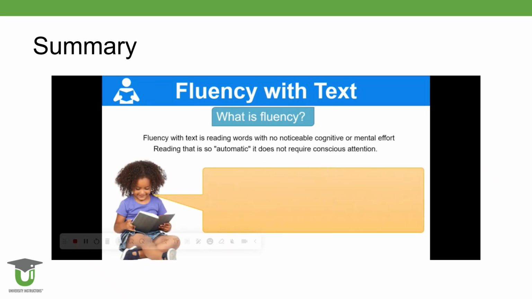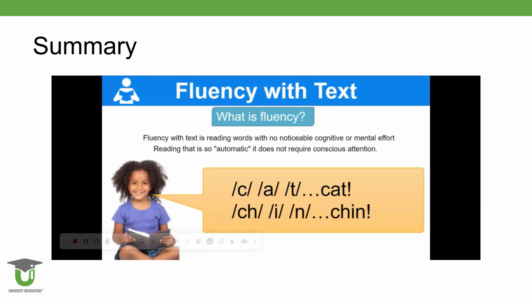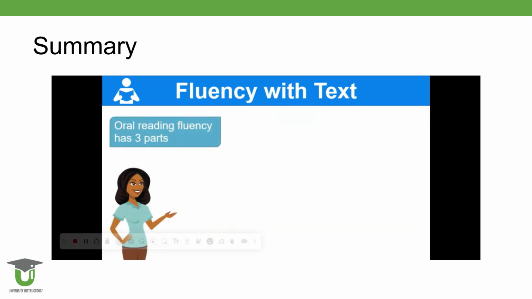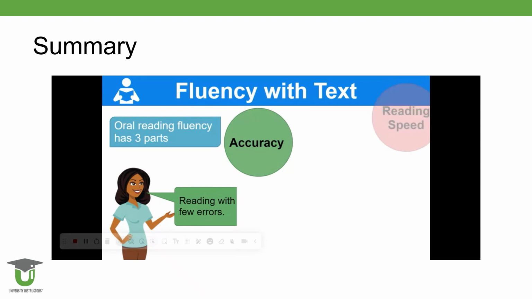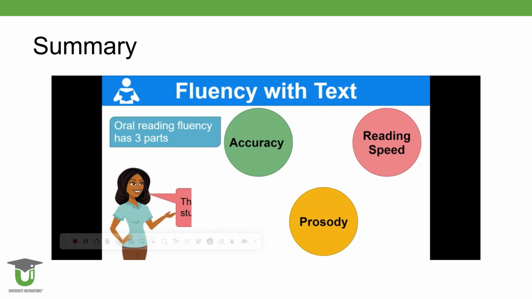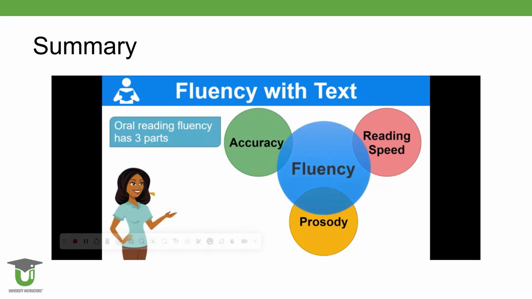Students go from sounding out individual letters and letter combinations to reading words quickly and effortlessly, with lots of opportunities for practice until reading the words can be performed with a high rate of success. Fluency in oral reading has 3 parts: accuracy, which is reading with few errors; reading speed, or the rate at which a student reads; and prosody, or the skill of reading aloud with proper intonation, phrasing, and expression. To be a fluent reader, all 3 of these components must be in place.